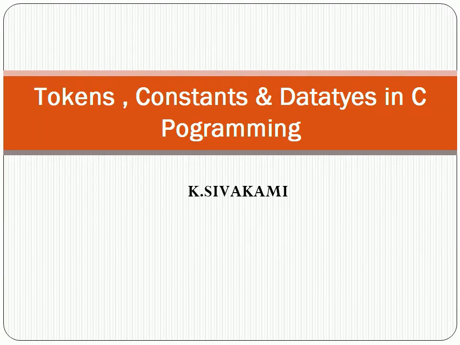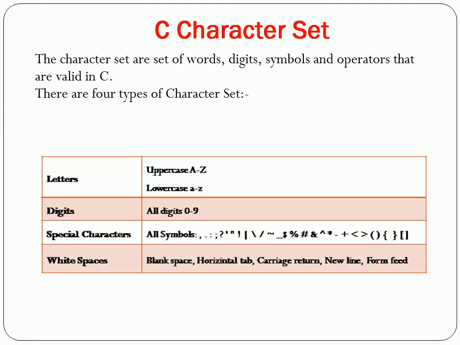In today's session, we are going to see about tokens, constants, and data types in the C programming language. In this slide, we are going to see about the character set of C. First, let us see what a character is. A character denotes any alphabet, digit, or special symbol used to represent information.